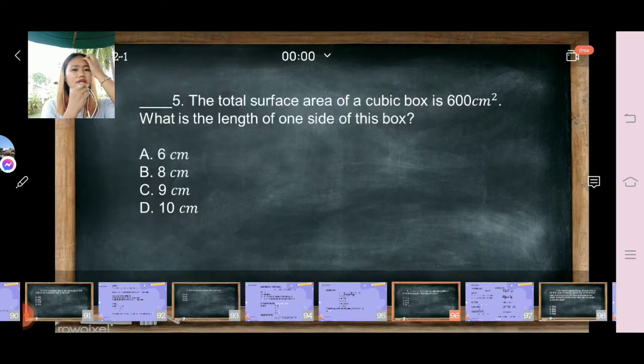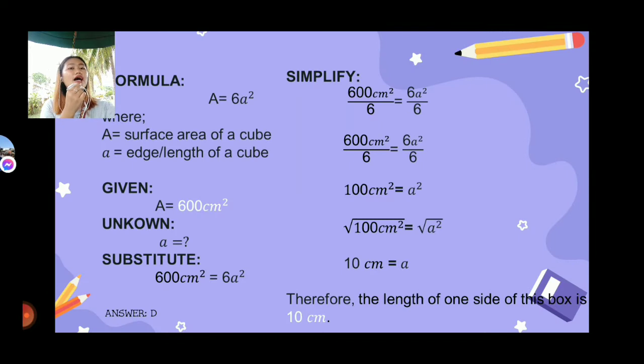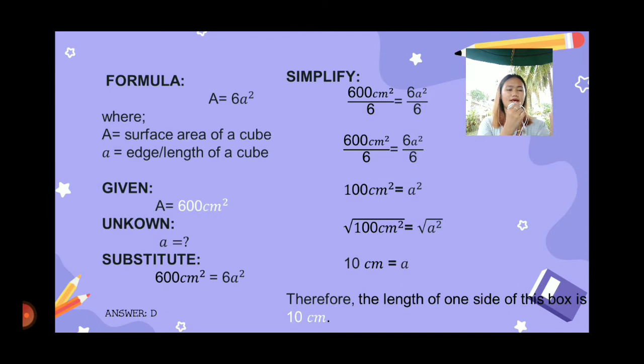Next is number 5. What is the total surface area of a cubic box? It is 600 centimeters squared. So, what is the length of one side of this box?